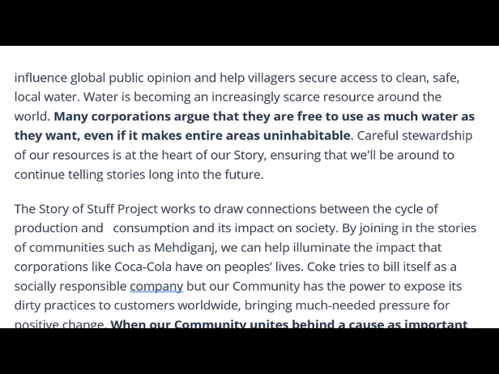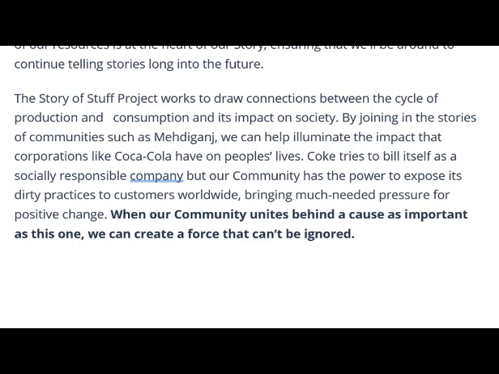Water is becoming an increasingly scarce resource around the world. Many corporations argue that they are free to use as much water as they want, even if it makes entire areas uninhabitable. Careful stewardship of our resources is at the heart of our story, ensuring that we'll be around to continue telling stories long into the future. The Story of Stuff project works to draw connections between the cycle of production and consumption and its impact on society. By joining in the stories of communities such as Medihganj, we can help illuminate the impact that corporations like Coca Cola have on people's lives.